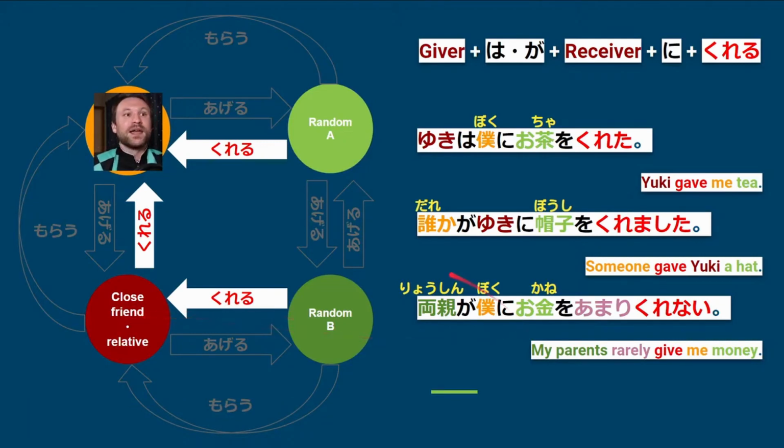Some random person. 両親が 両親 is parents, so we're over here. My parents in particular. 両親が we're over here. 僕に go in this direction. お金をあんまりくれない. My parents rarely give me money. Almost never. I would say never. So, 両親が僕にお金をあんまりくれない. So you can use it in the negative as well to say not give, of course, just like any verb. By the way, all of these, あげる, もらう is different, but あげる and くれる are conjugated like ichidan verbs.